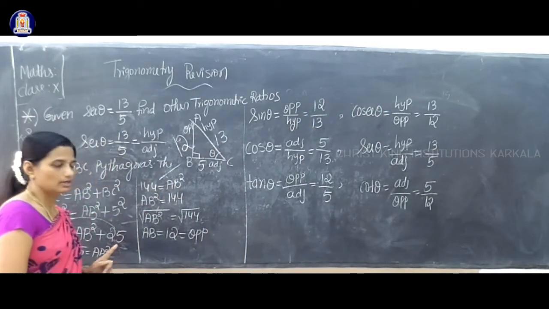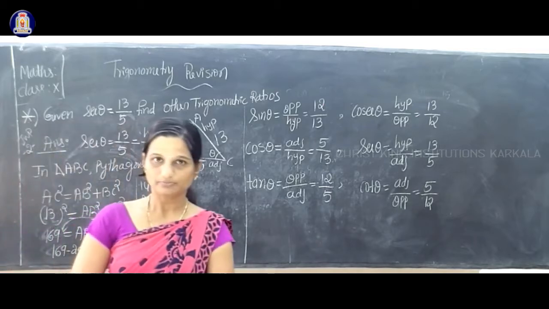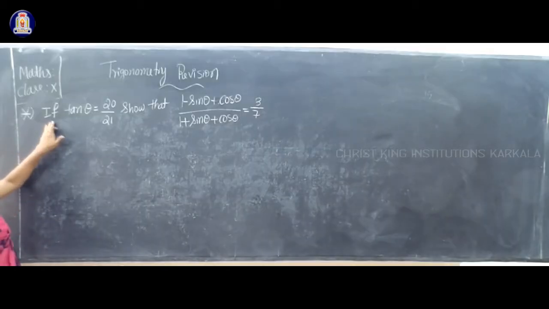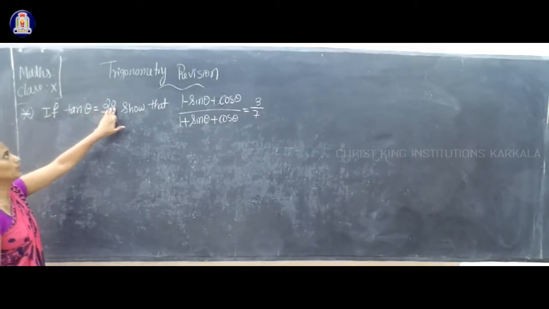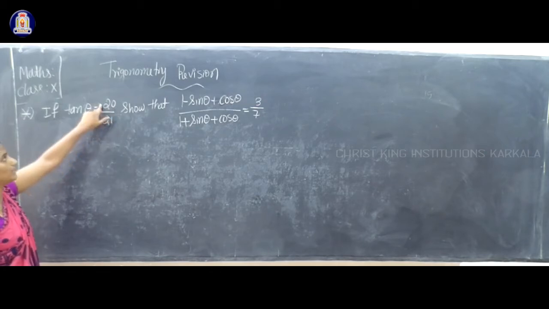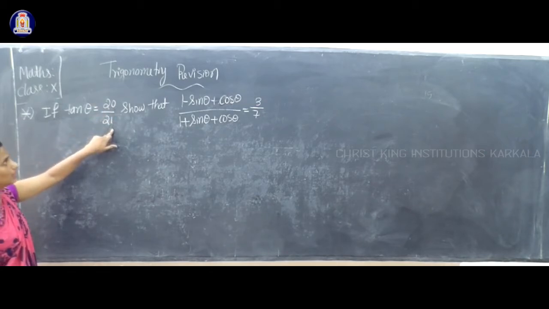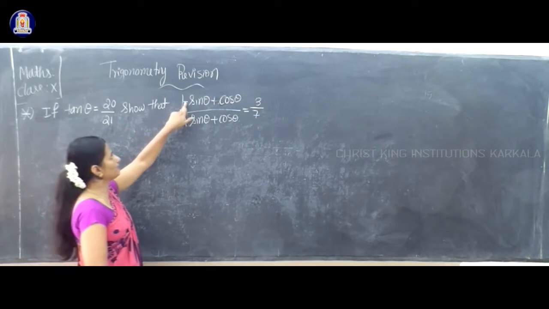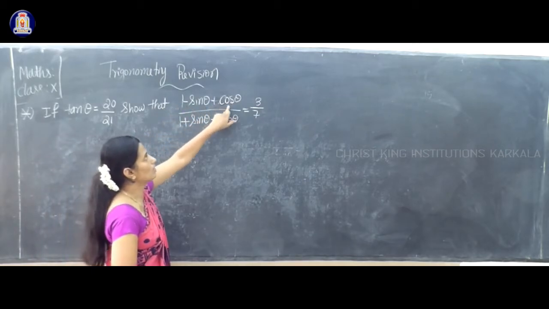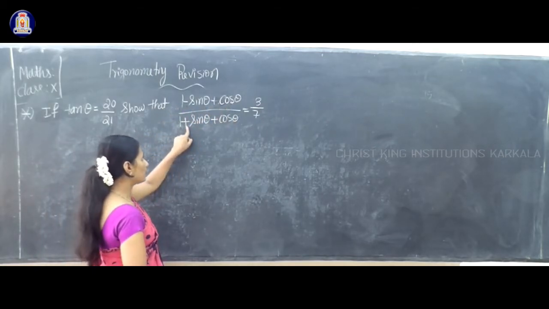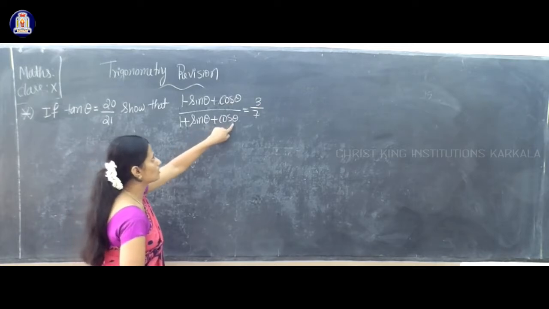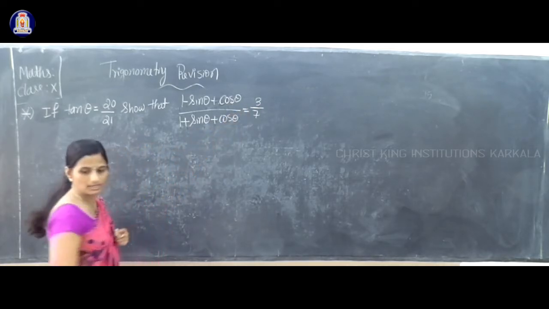This is an important type for 2 marks. Then, if tan theta is equal to 20 divided by 21, show that (1 minus sin theta plus cos theta) divided by (1 plus sin theta plus cos theta) is equal to 3 by 7.